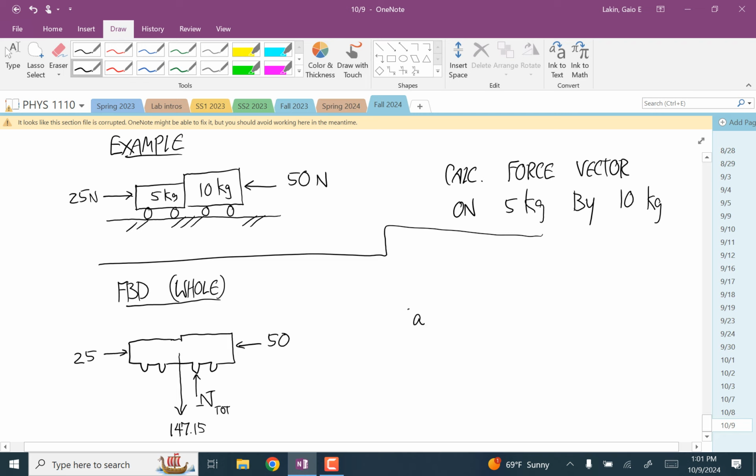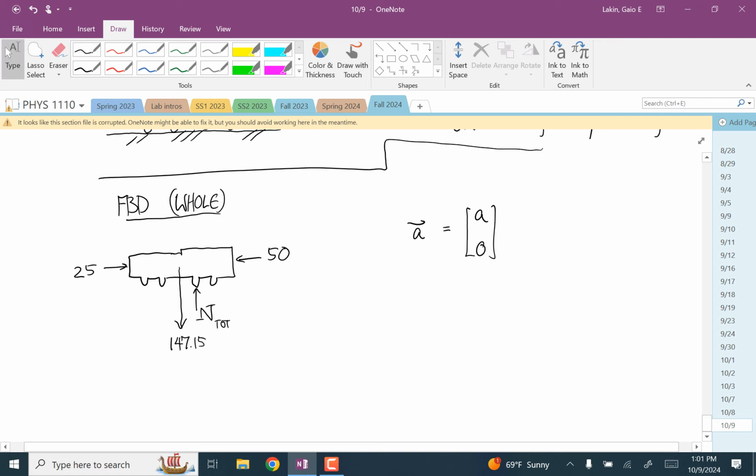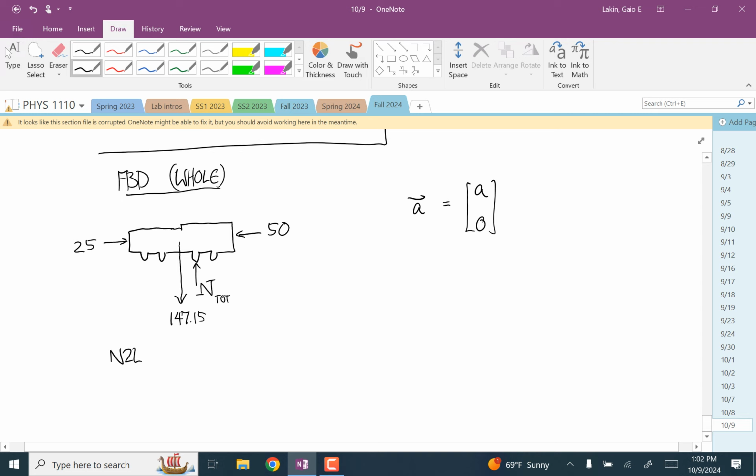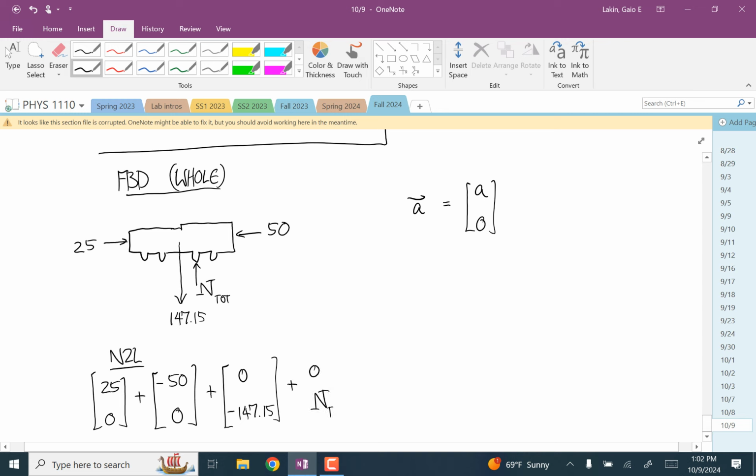What about the acceleration? Is this free to move along X or Y? X. So that'll be A, 0. Newton's second law says 25(0) plus negative 50(0) plus 0, negative 147.15 plus 0, N total.